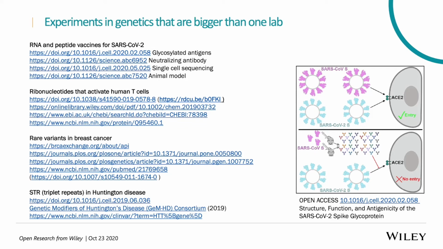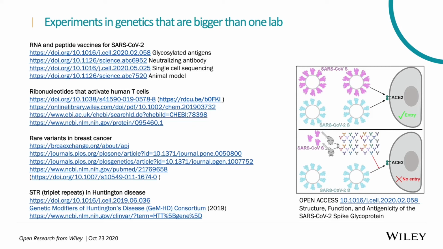Here are some other examples that interest me, but not relevant to today's conference. Activating T cells through a receptor using non-peptide, but ribonucleotide small molecules, rare variants in breast cancer. I mentioned the splicing example. I mentioned the Huntington's disease example.